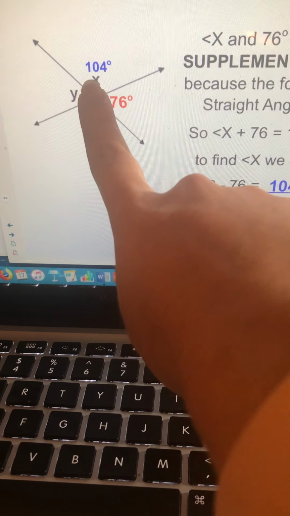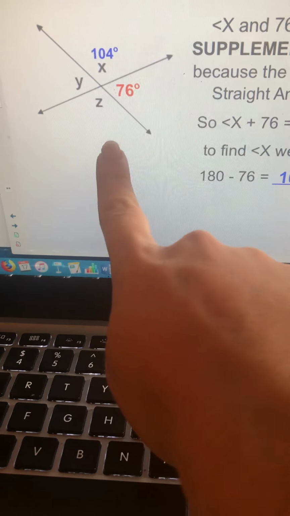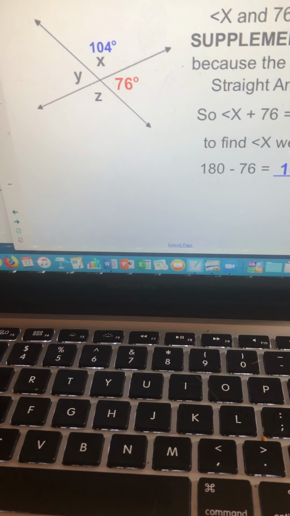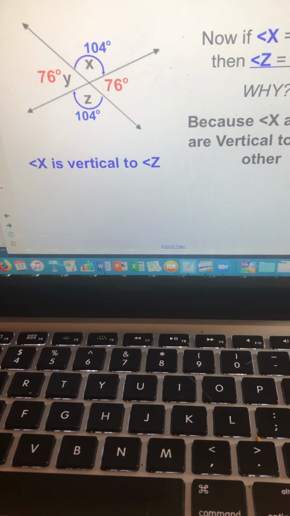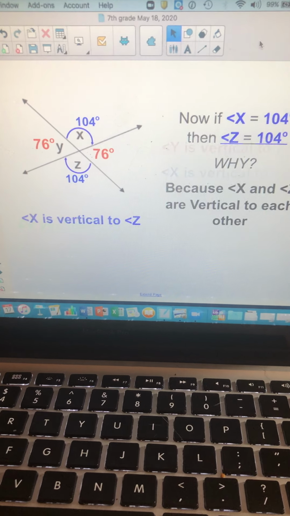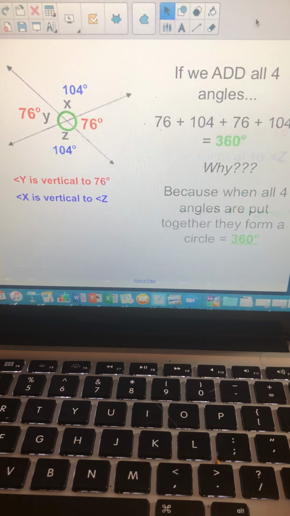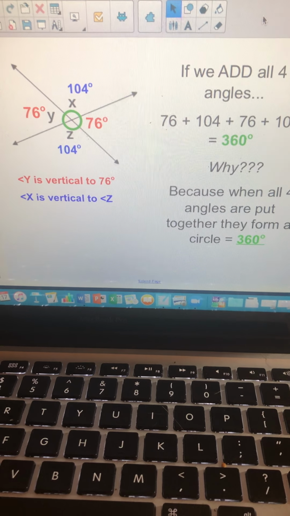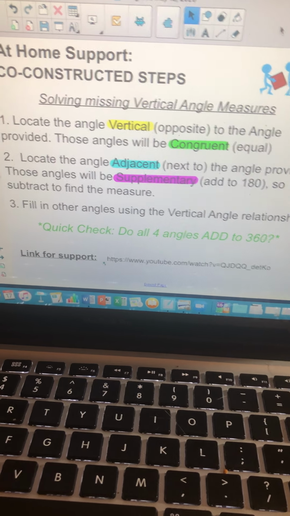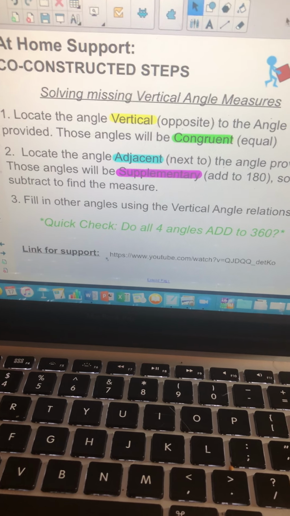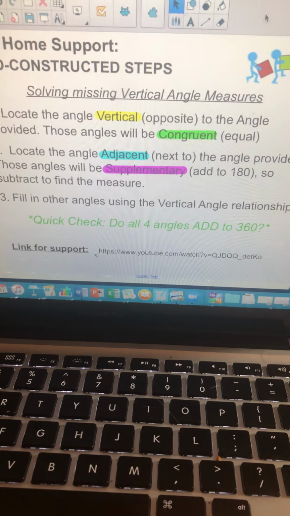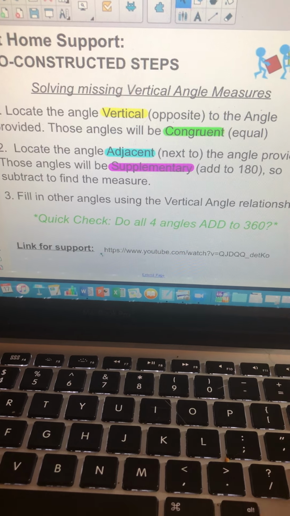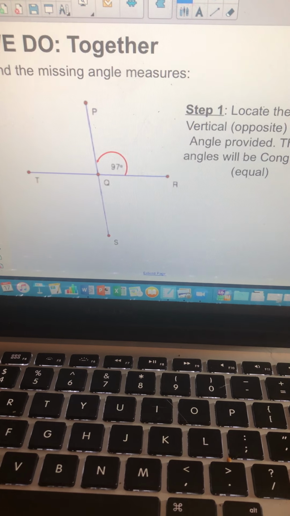And if x is 104, then we know that the angle opposite it, or vertical, would also be 104, right? So now we have our 4 angles figured out, and then your quick check is to make sure they add to 360 degrees. Okay, so there's our steps, basically what I just reviewed with you. There's also a link here. That's the link I mentioned earlier, so you can view that again if you need to.